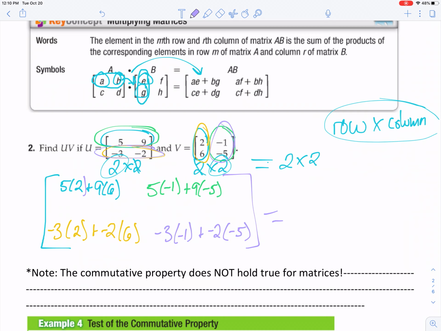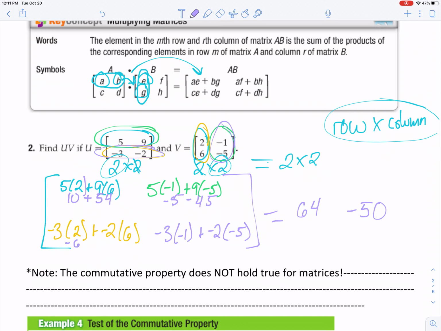5 times 2 is 10. 9 times 6 is 54. And 10 plus 54 is 64. Okay, then let's do the same thing over here. 5 times negative 1 is negative 5. And 9 times negative 5 is negative 45. So I recognize that that just gets to be negative 5 minus 45. So the answer is negative 50.